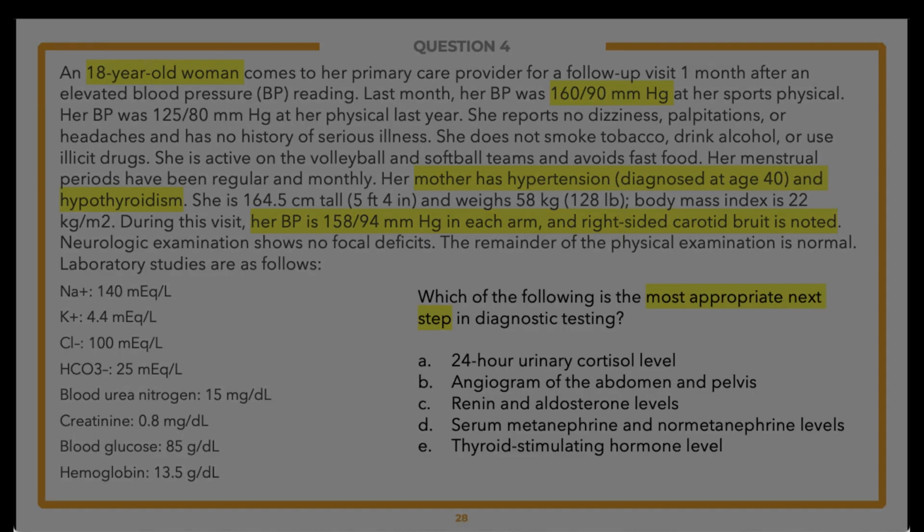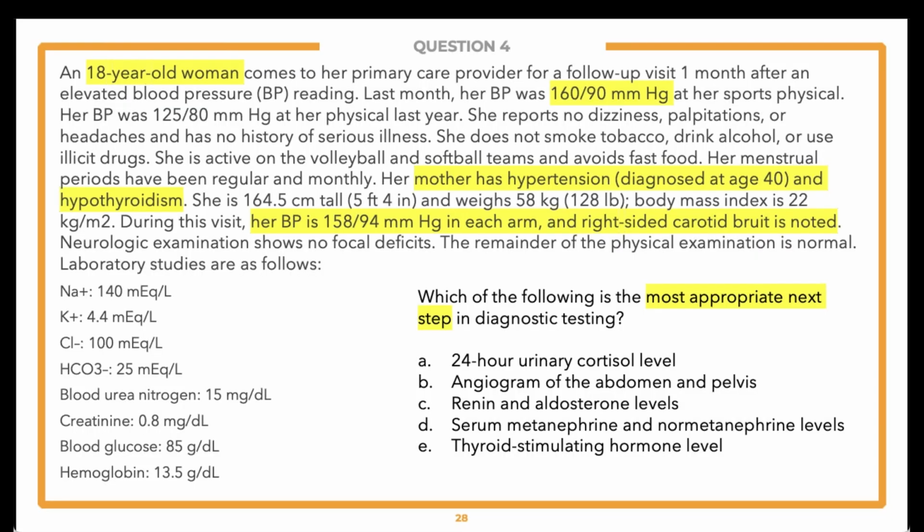So we have option A, 24-hour urine cortisol levels. What is that trying to diagnose, and what route would that go down? Option B, angiogram of the abdomen and pelvis. Option C, renin and aldosterone levels. Option D, serum metanephrine and normetanephrine levels. And option E, thyroid stimulating hormone levels. Each of these is a good option, right? They're all thinking about differentials and causes of hypertension, and you want to think about what each of these is going to tell you. But in her clinical picture, which makes the most sense to do next?